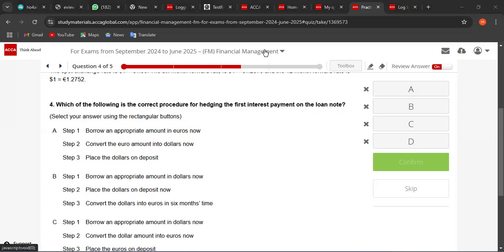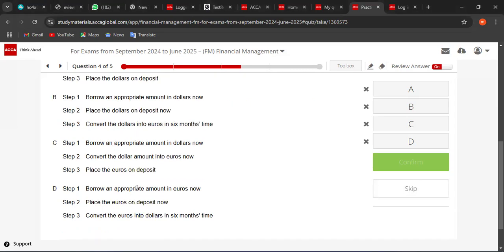Sia, you are saying it should be A. So A was: borrow an appropriate amount in euros now, convert the euros into dollars, and then place the dollars on deposit. What was the second? Borrow an appropriate amount in dollars now, place the dollars on deposit, and convert the dollars in 6 months' time. Let's see the next one: borrow an appropriate amount of dollars now, convert the dollar amount into euros, and place the euros on deposit.